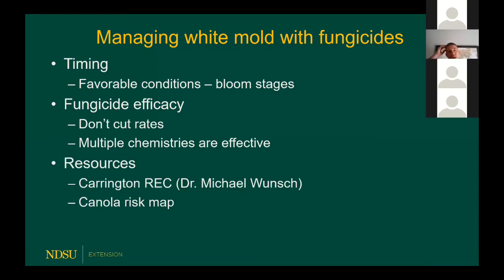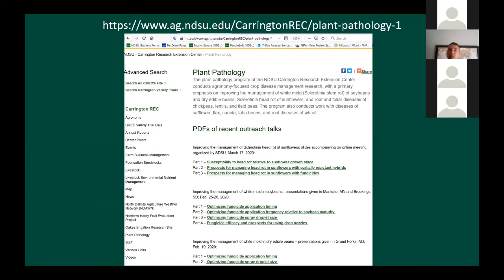You can look at this and a lot more information at the Carrington REC website that Dr. Michael Bunch has. This is a picture of the website. Once you get to Carrington, you click on plant pathology. So you've got plant pathology on one tab, and then he has PDFs of all of these outreach talks. There's a lot of information about white mold, and it's not just dry beans, it's soybeans, it's sunflowers.